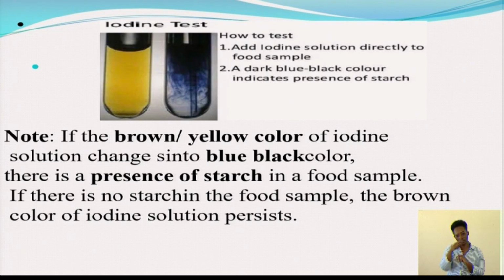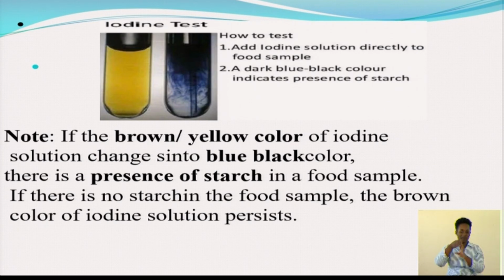Note, I think from there, as we have done it, let us make a note. If the brown-yellow color of the iodine solution changes into blue-black, as you've seen it, I've done it, and it is perfect, there is presence of starch in the food sample.